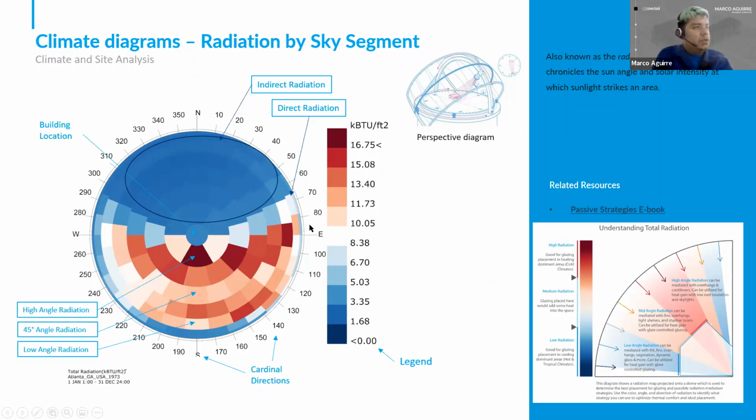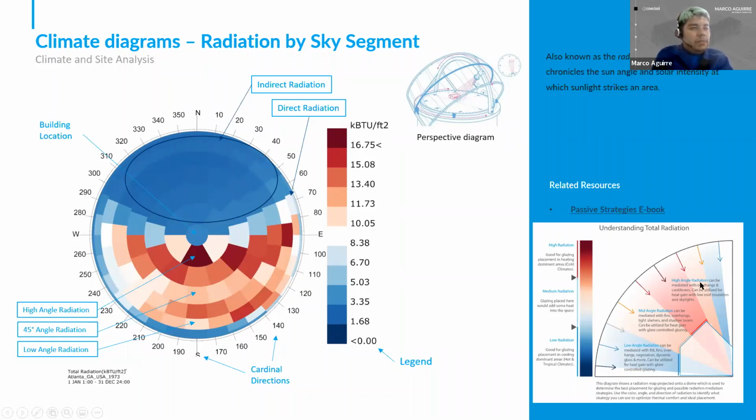But we do have a majority of radiation coming from east, south, and west. And some of the more intense radiation, specifically in the southeast and then just directly south of our building in the higher angles. So that's from about 11 a.m. to 3 p.m., a lot of radiation that we've got to worry about.